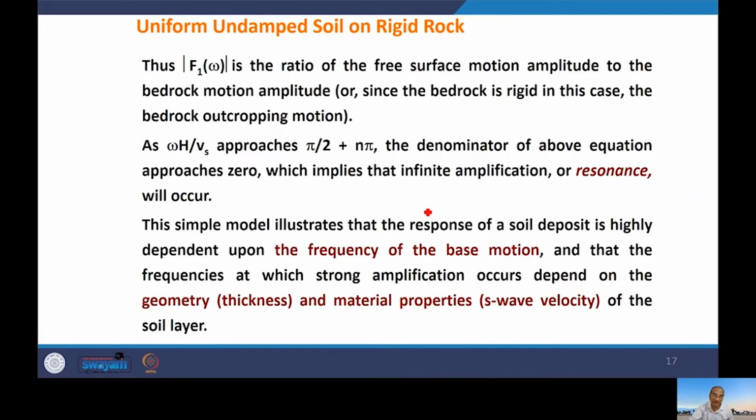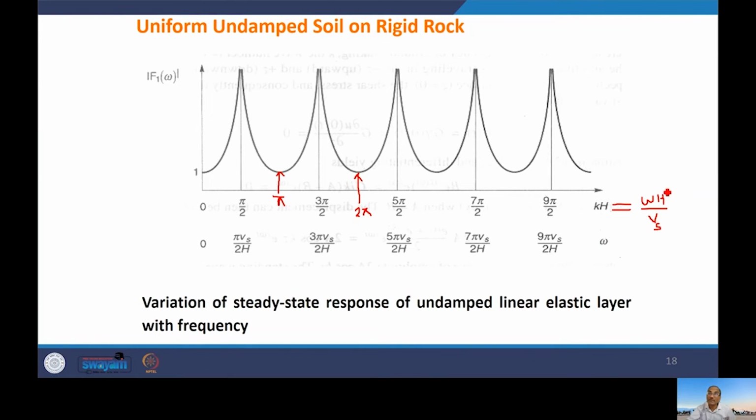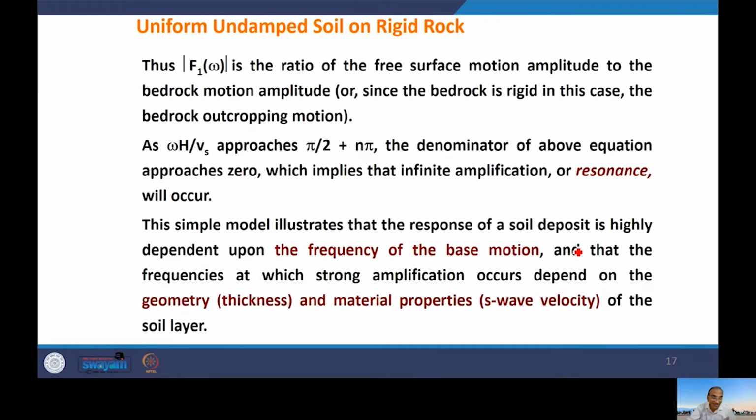Amplification or resonance will occur. This simple model illustrates that the response of a soil deposit is highly dependent on the frequency of the base excitation. Because in this parameter, omega H over Vs, Vs is fixed for a particular site, and H, the thickness of the soil layer, is fixed. So as omega, the frequency of excitation, changes, this transfer function F1 of omega, or amplification, changes.